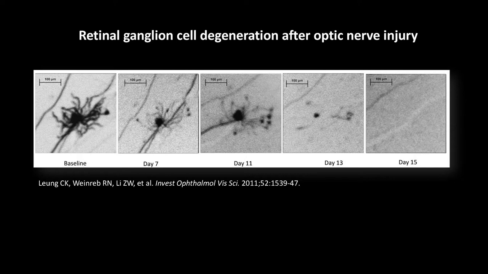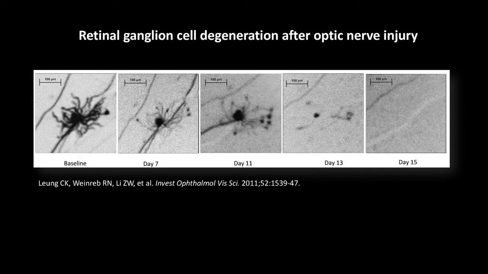The biological reason for using both GCIPL and RNFL to evaluate glaucoma progression is based on the fact that we see retinal ganglion cell degeneration. Sometimes we can detect dendritic loss before axonal loss. Here is a mouse eye. We have a device to image the retinal ganglion cell axon and dendrites longitudinally over time. After optic nerve injury in this retinal ganglion cell, we see dendritic loss before we see loss of the axon.